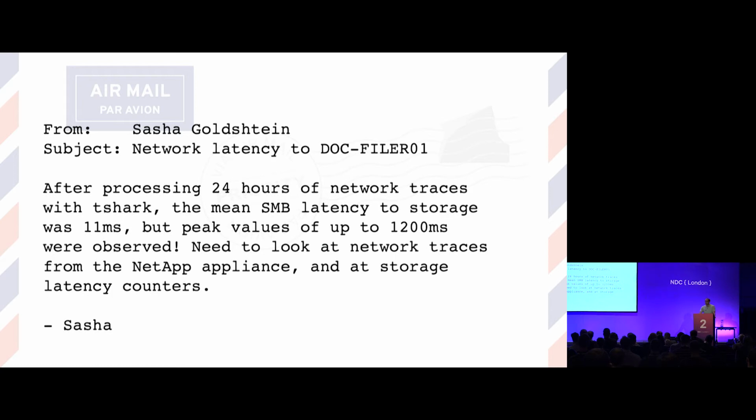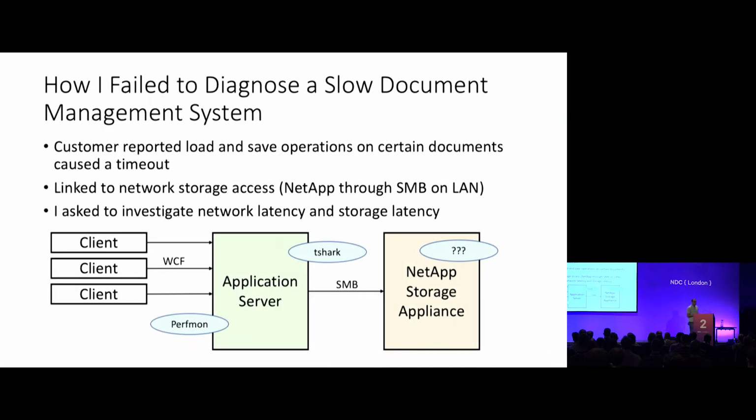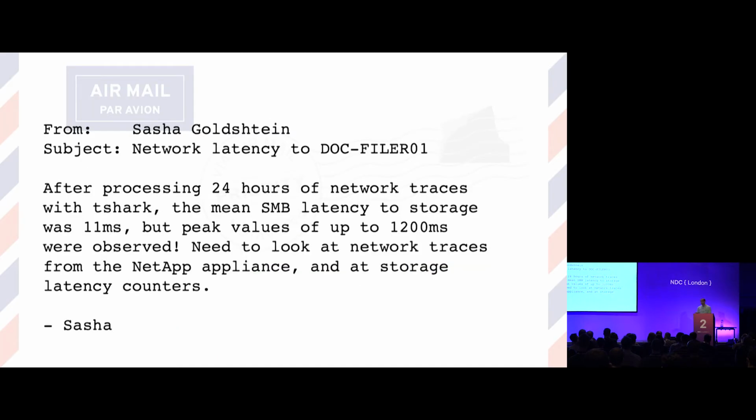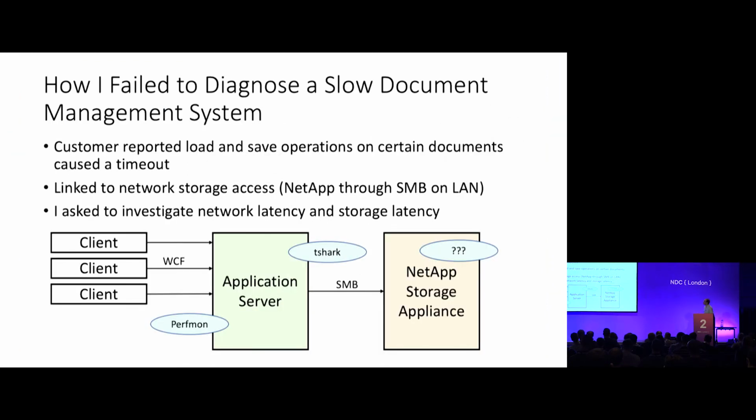We processed a lot of network traces, trying to figure out where the timeouts might be coming from. And I was able to see that the mean latency to storage from the application server, going back to the previous slide, from the application server to the NetApp storage appliance, the average latency was 11 milliseconds, but we observed peak values of up to 1,200 milliseconds, so over a second. And that could potentially lead to the timeouts people were describing. So we had to look at some information from the storage appliance itself and the storage latency counters. So we did have to look at that black box on the right.